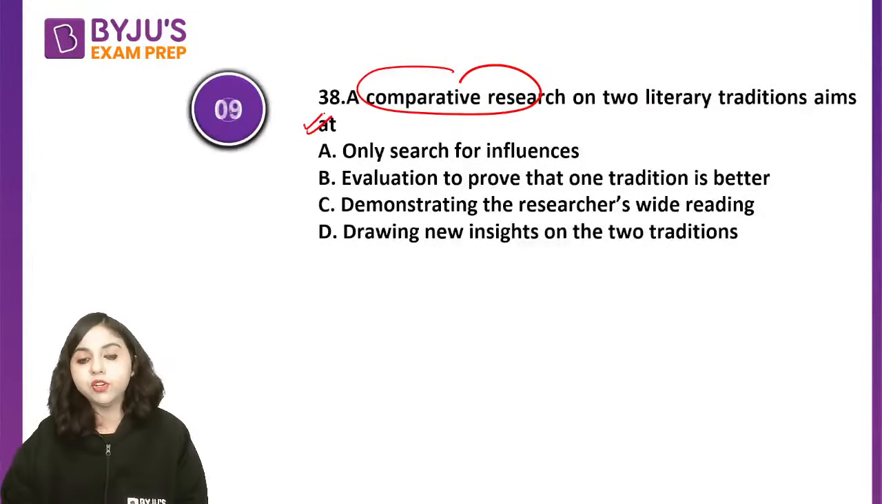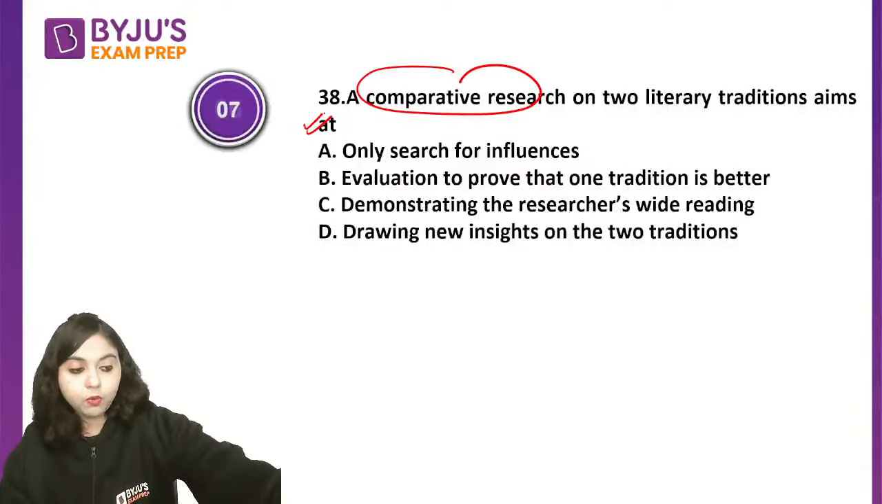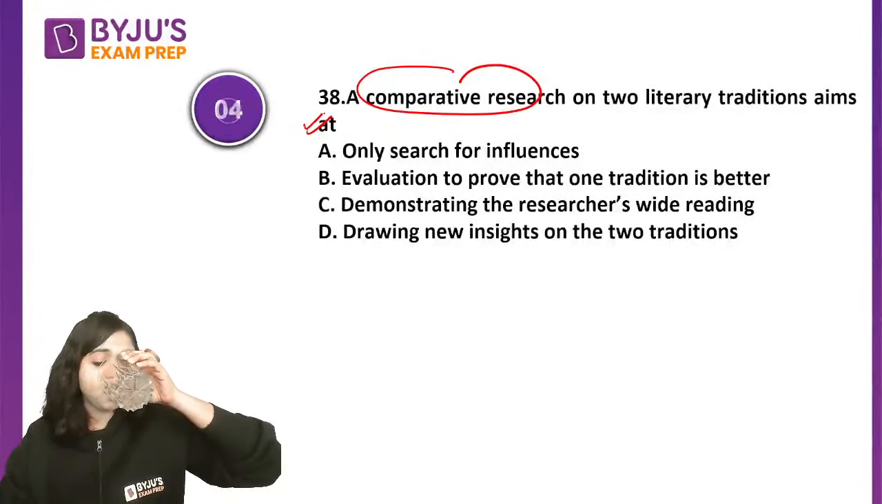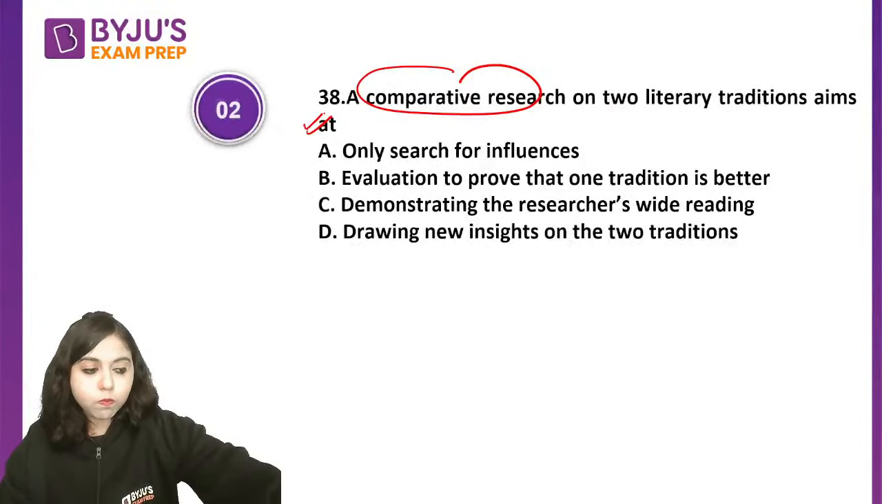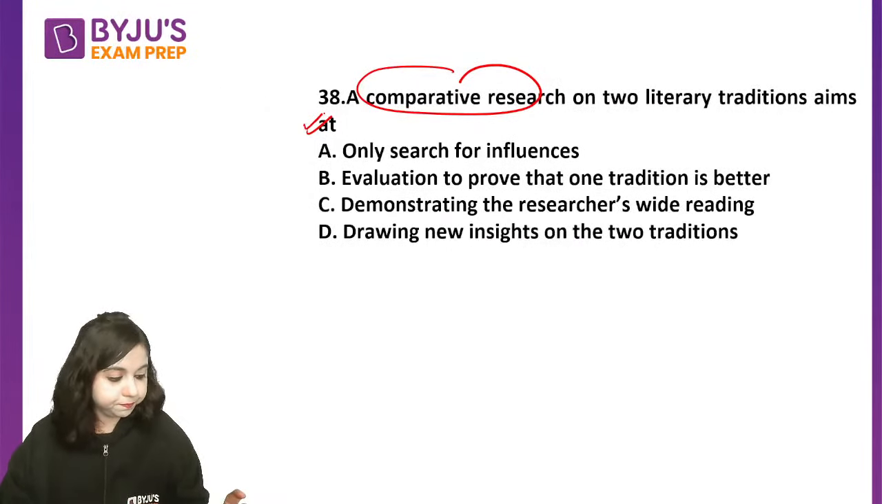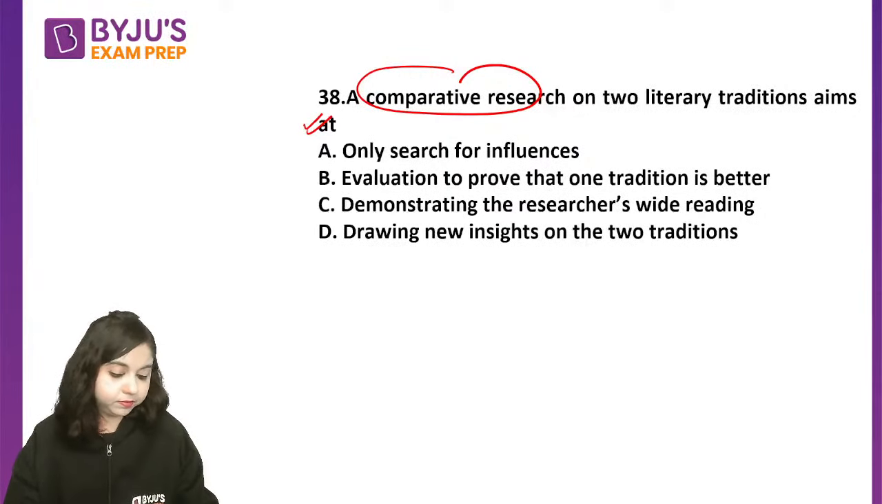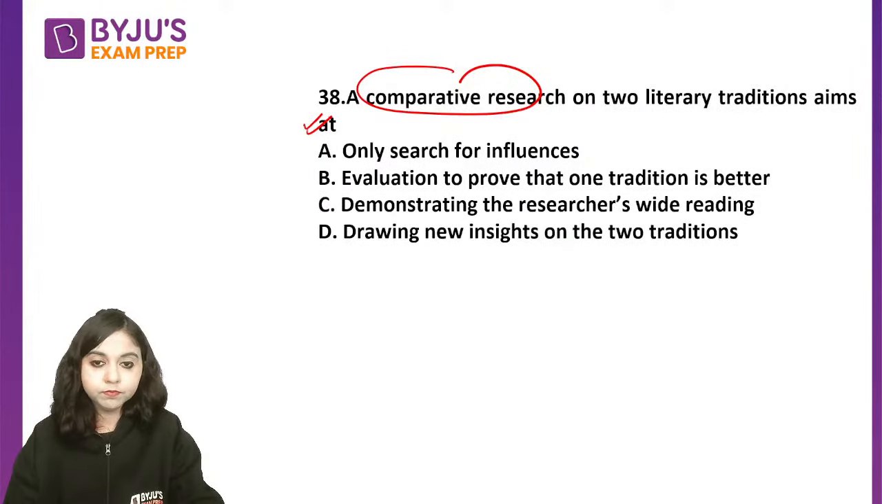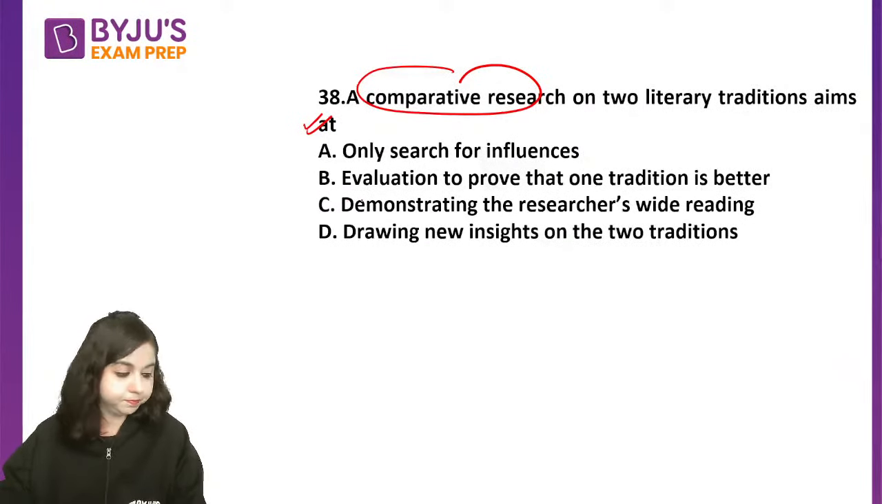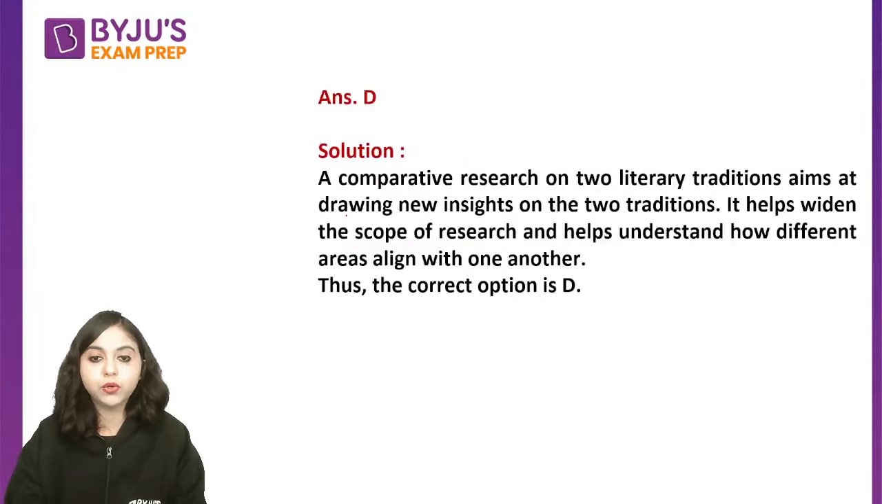Okay. Comparative research on two literary traditions aims at. What is comparative research aiming at? What is it that we're able to see that it's aiming at? Yes, everybody. What is the correct answer here? Yes, you're drawing new insights into two traditions, right? If that's what you're trying to do.